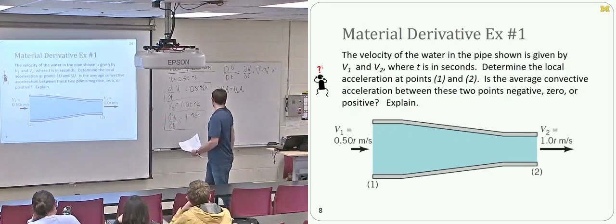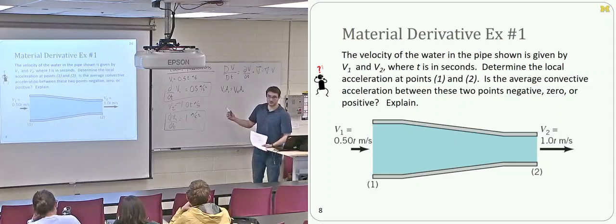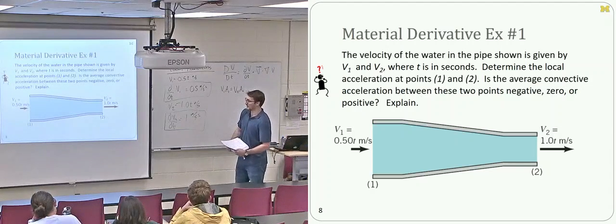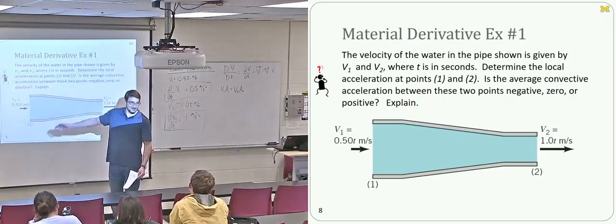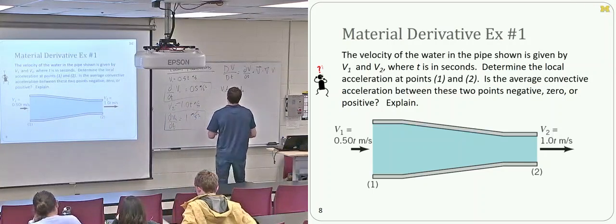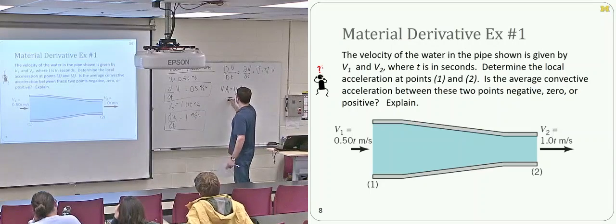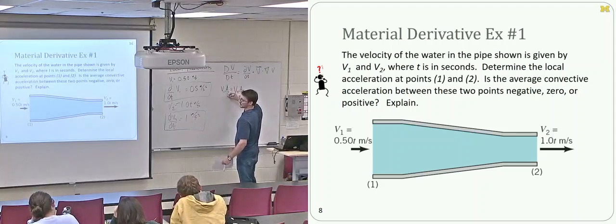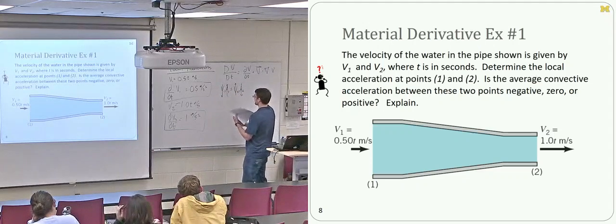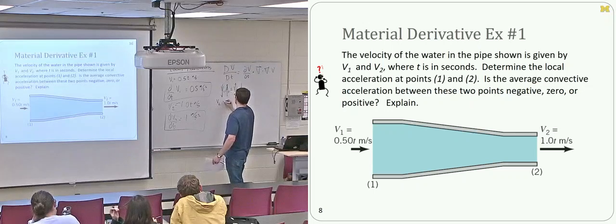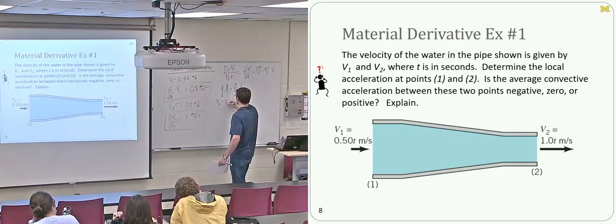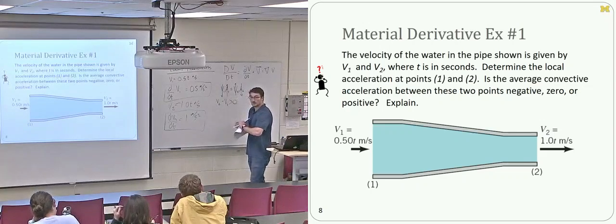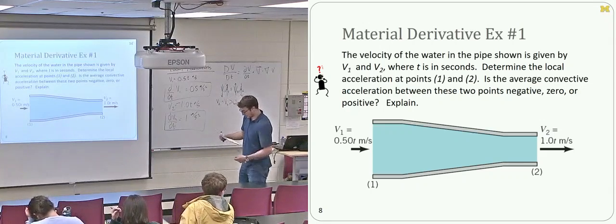Just looking at this, which one's larger, A1 or A2, if you're talking about cross-sectional areas? A1's larger, which means that V2 is going to be larger. So we've got that V2 minus V1 is greater than 0.